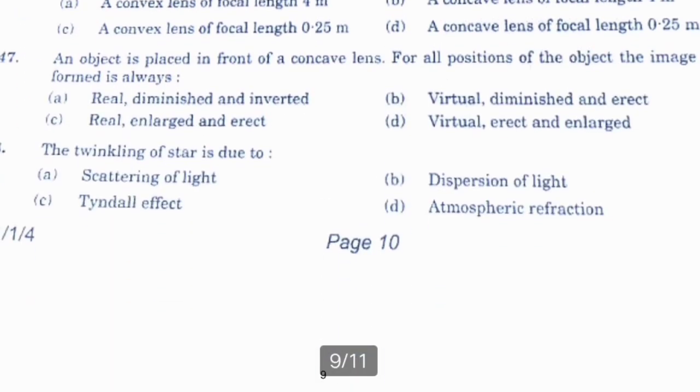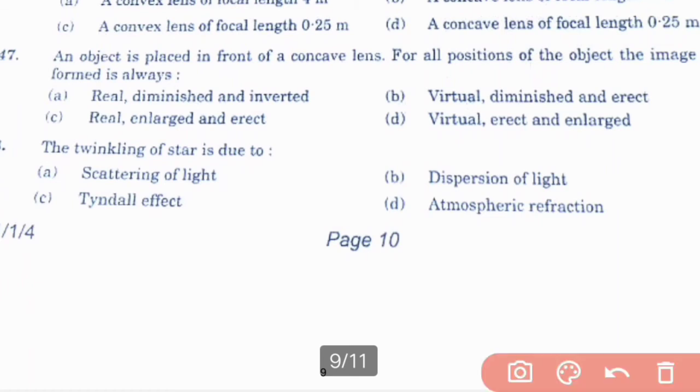Next question we have 47th. An object is placed in front of a concave lens. For all positions of the object, the image formed is always option A: real, diminished and inverted; option B: virtual, diminished and erect; option C: real, enlarged and erect; D: virtual, erect and enlarged. So the correct option is virtual, diminished and erect, which is option number B.